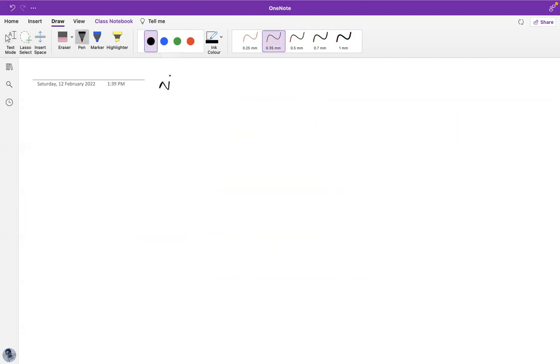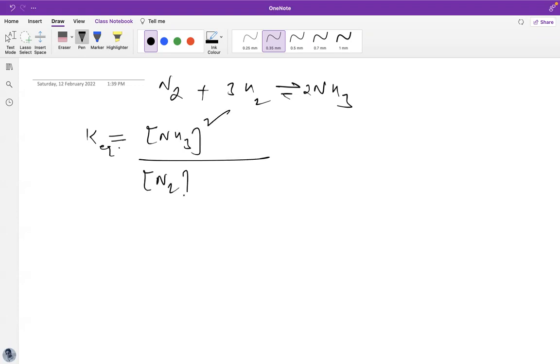Suppose we have a chemical reaction N2 plus 3H2 going to 2 ammonia. Now if I am going to write the expression of K equilibrium, we can say the concentration of product, which is ammonia, power 2, and then N2 and then H2 power 3. So this is about the expression of K equilibrium.